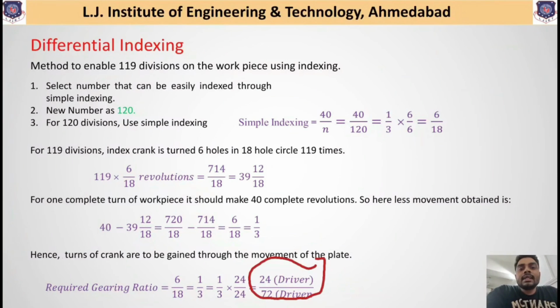And as the movement obtained is less, we need to provide extra movement. Means if we are rotating the crank in clockwise direction, then this gearing ratio has to be adjusted such that the extra movement that is provided is also in the clockwise direction. And if the extra movement is given, then we must subtract that extra movement, and in such types of cases, if the crank is rotated in clockwise direction, then the gearing arrangement is such that it provides the rotation in anti-clockwise direction, so it will compensate that extra movement. So over here, the required gearing ratio is 24 by 72.